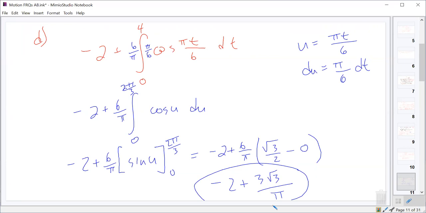Yep. You still set it the same way. Normally what we do, like if it was 4 to 0, you can do it that way. Then you just end up with 0 minus the root 3 over 2 if it had been that way. Or you can just flip it to make it 0 to 4 and put a negative out in front. Either way, it's fine.